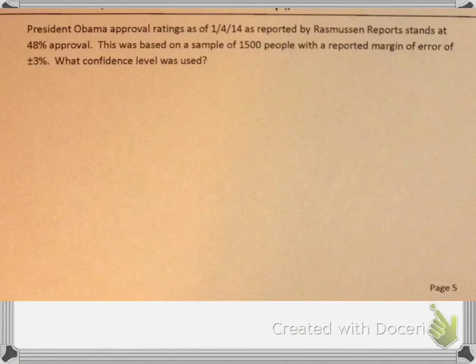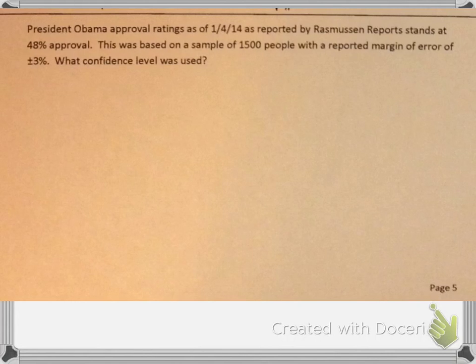Okay, so here we go. President Obama's approval rating from, wow, 2 years ago now. 48% is based on a sample of, so they're telling us N. Margin of error of 3%. Okay, so they're telling us about the formula for the interval, but not the whole interval. This is what I mean by we need to know what the formula looks like and how to manipulate it. So what confidence level was used?